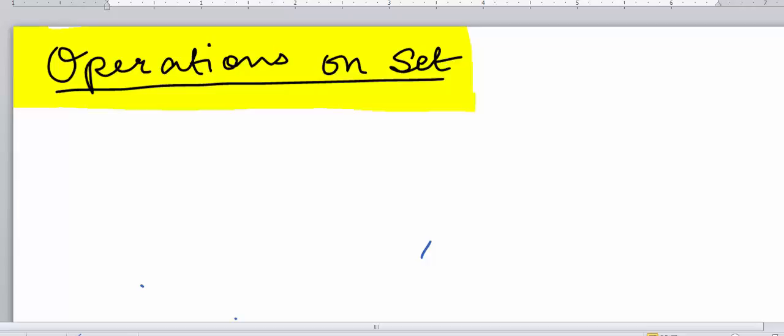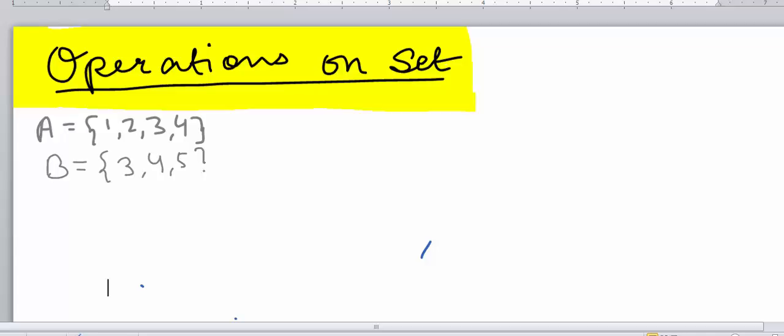So let's discuss something about operations on sets. Let us consider two sets, A to be 1, 2, 3, 4, and another set B to be 1, 3, 4, 5. Okay, so the first operation we'll discuss is union.